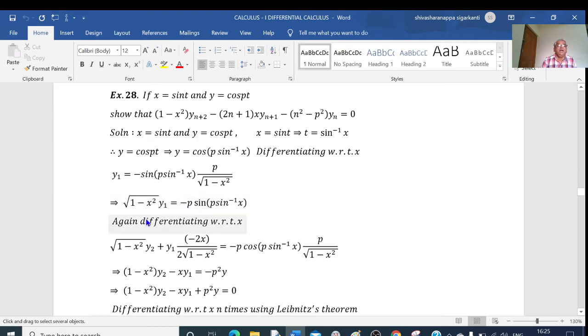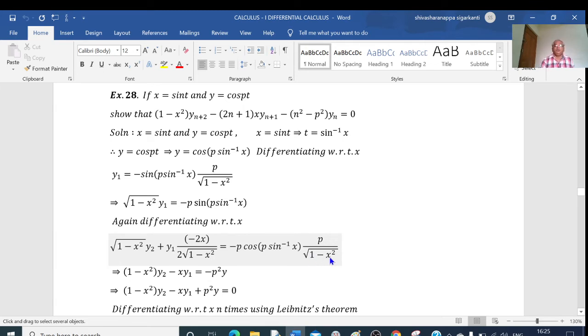Okay. Again differentiating this with respect to x. Left hand side I have to use the product rule. First function root of 1 minus x square into derivative of y1 is y2, plus second function is y1. Derivative of first root, derivative is 1 by 2 root of 1 minus x square into 1 minus x square derivative is minus 2x, is equal to minus p into sin derivative is cos of p sin inverse x into p sin inverse x derivative, p constant as it is, sin inverse derivative is 1 by root of 1 minus x square.